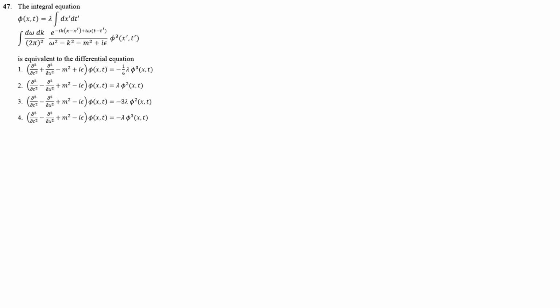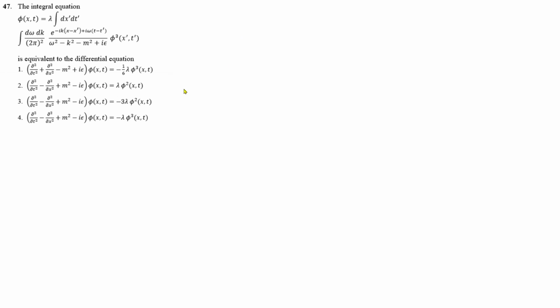So this is the next problem from, again, June 2016. This problem states that there is an integral equation of phi, which is a function of x and t, which looks like lambda, and then integration over x prime, t prime, and then omega and dk. And this looks like a Fourier transform to me. And we have to find its equivalent differential equation. So how can we do it?